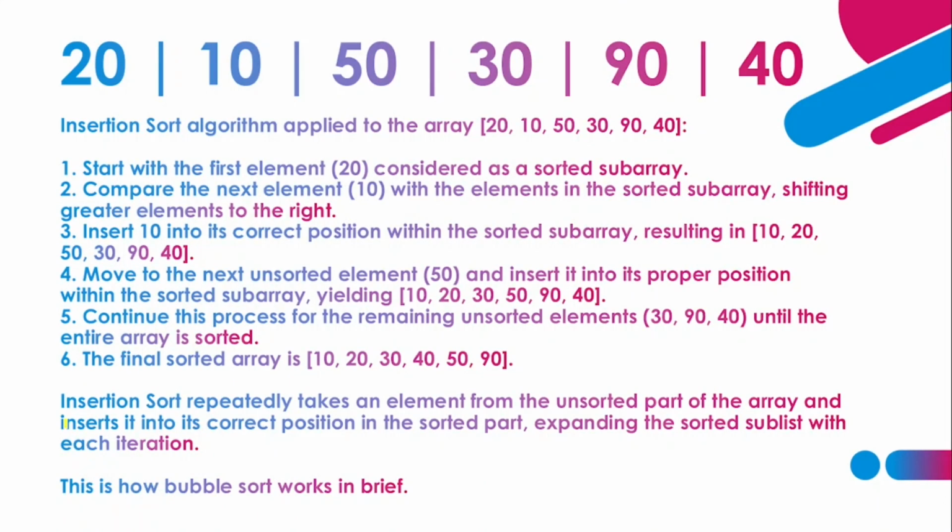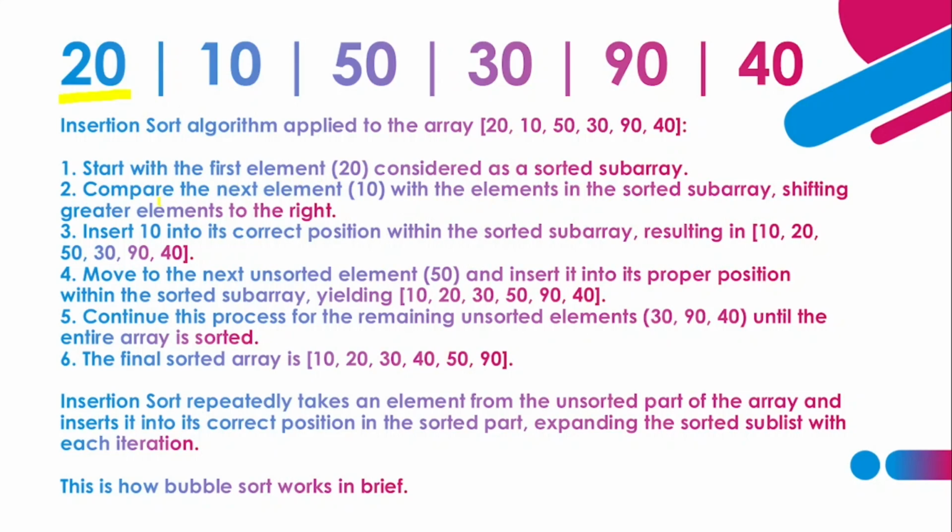Let's move further. So over here I have an array of 6 elements: 20, 10, 50, 30, 90, 40. And on this array, we need to perform insertion sort. So first of all, as we discussed previously, start with the first element considered as a sorted subarray. So we'll have a subarray with one element, which is going to be the first element of the original array. Over here I have 20 as my first element. I'll keep 20 in the sorted part as my first element.